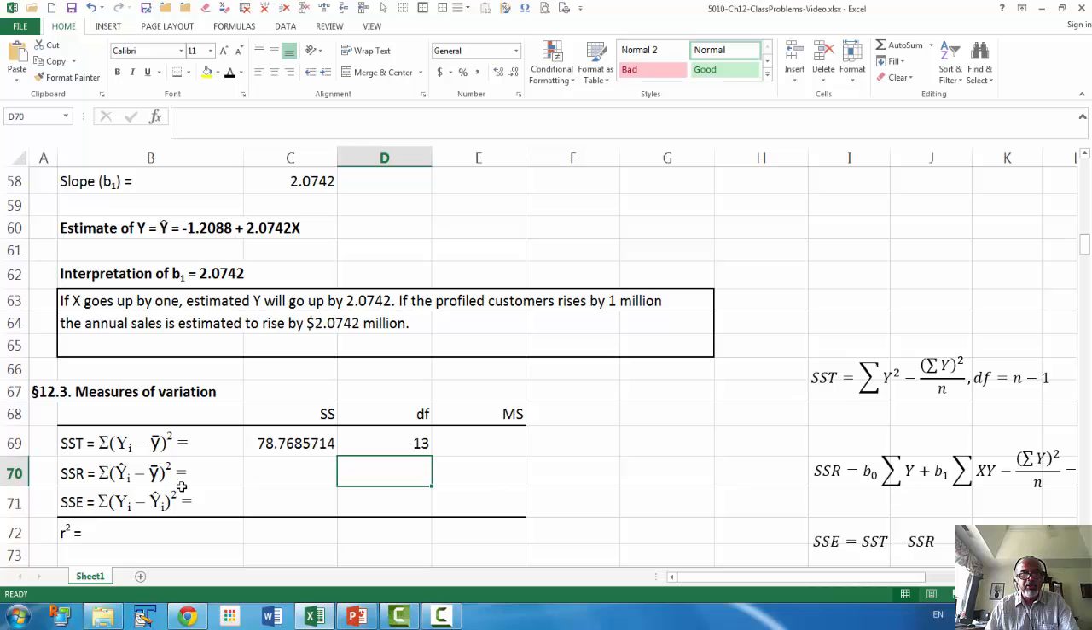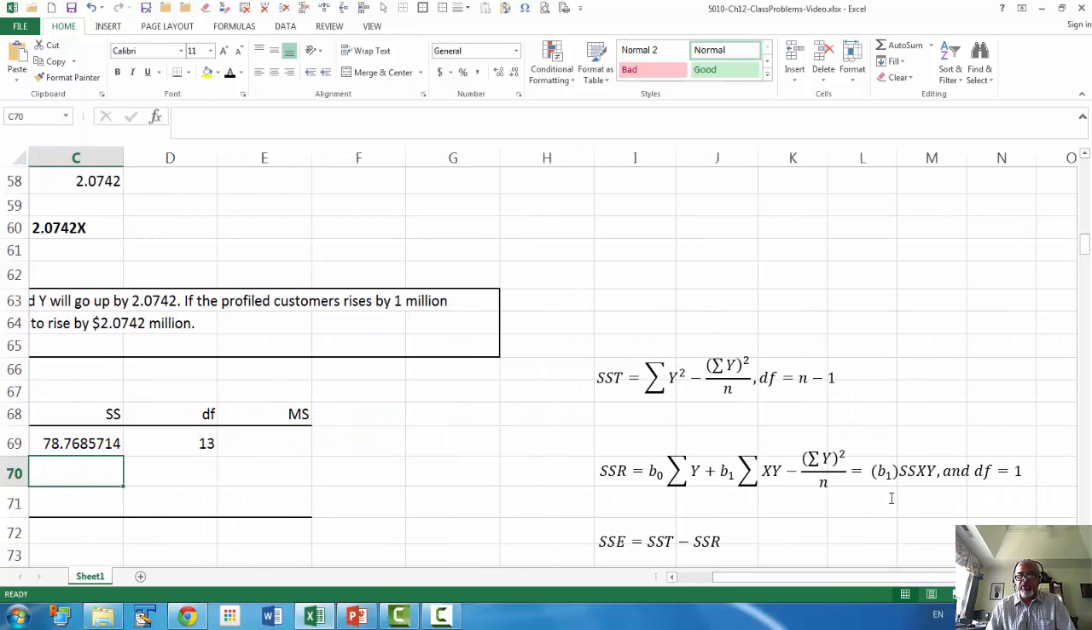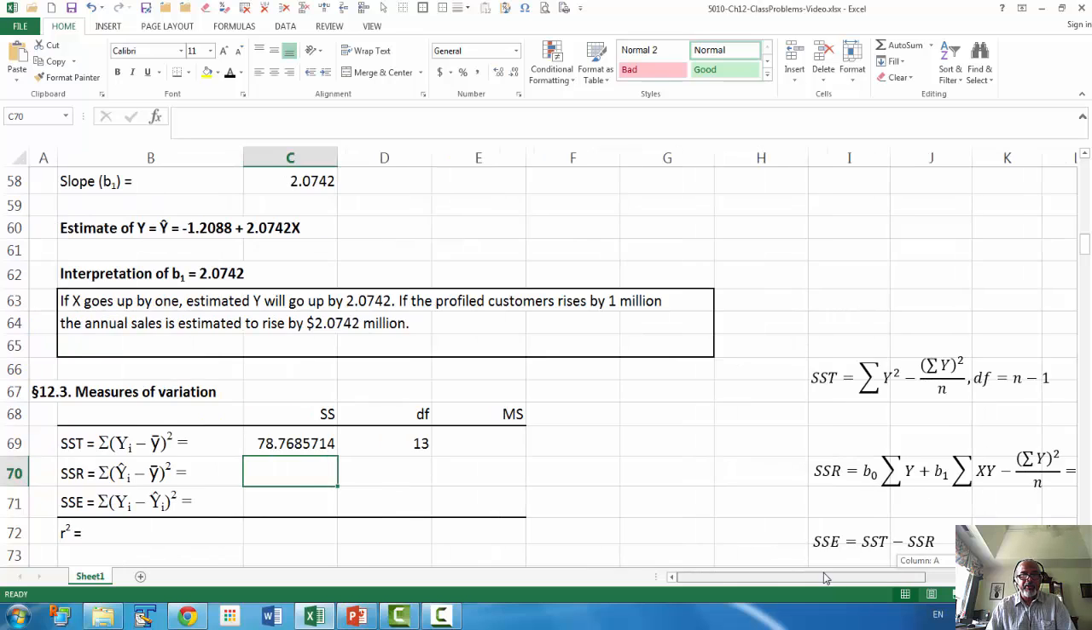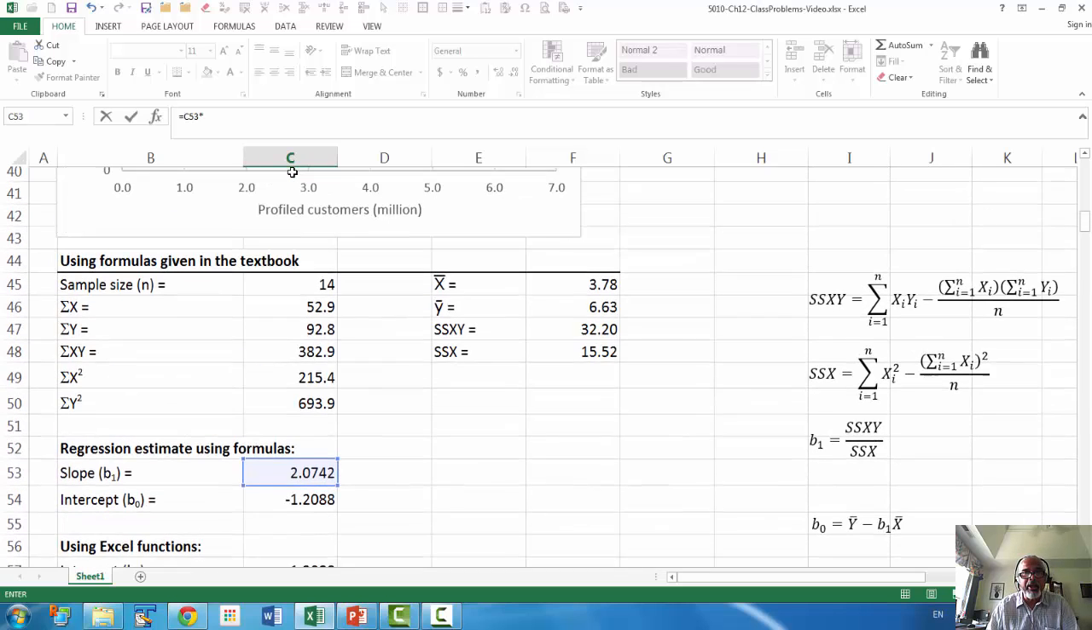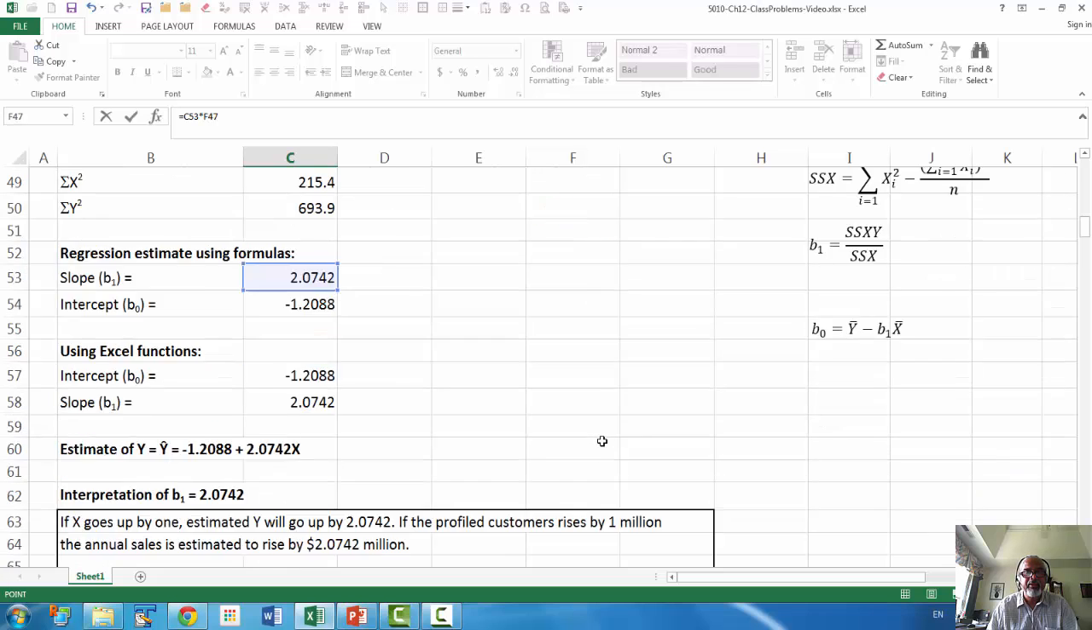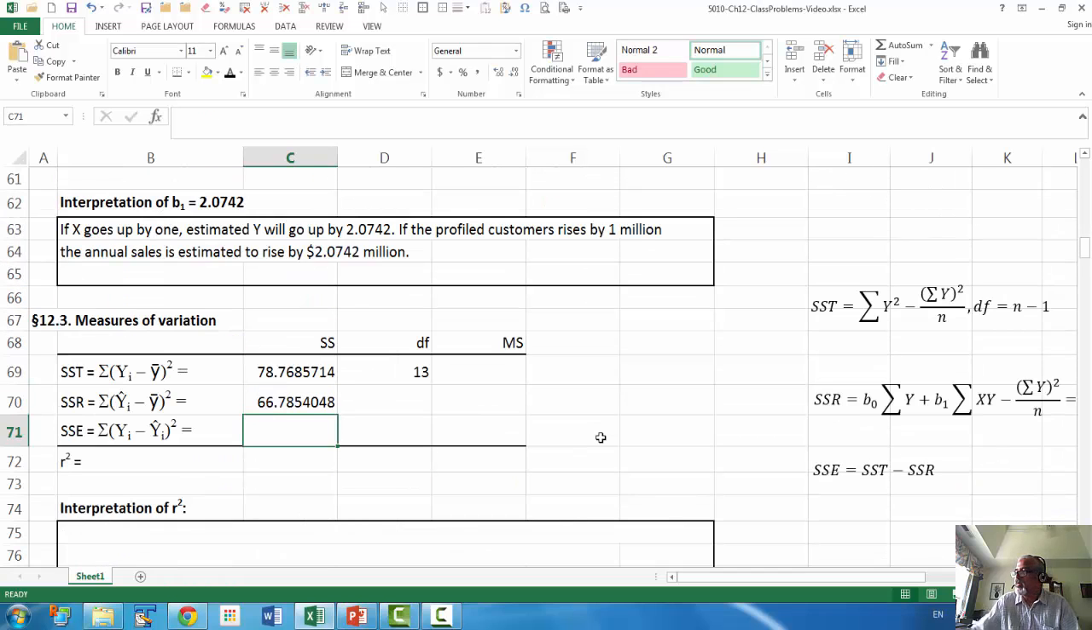Now SSR is y hat minus y bar squared. Again we have a simpler computation formula for that, which is you take b sub 1 and multiply by SSXY. So b sub 1, we already computed b sub 1 right there. You multiply by SSXY. SSXY is that. So that's the sum of squares regression. Now SSE then can be computed as the difference between the two. SST minus SSR will give you SSE.